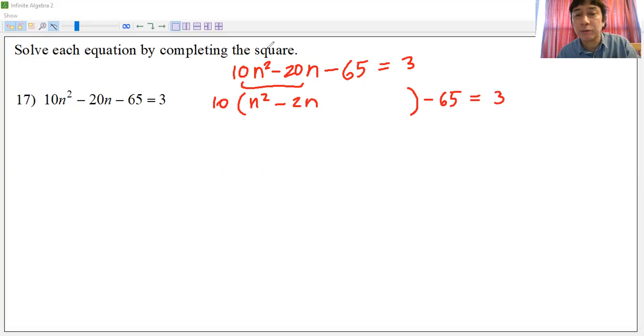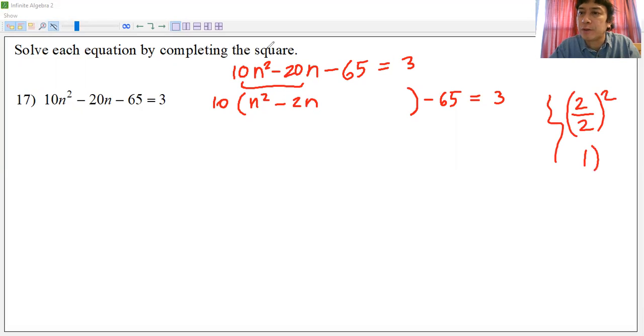Okay, we are now ready to transform it to the solution. By completing the square, start with the 2. Start with the 2 divided by 2, and then the result is squared. We have 1 squared, and this is just 1. So our number is 1. We're going to use this 1 to be added and subtracted. So add 1, subtract 1 there.